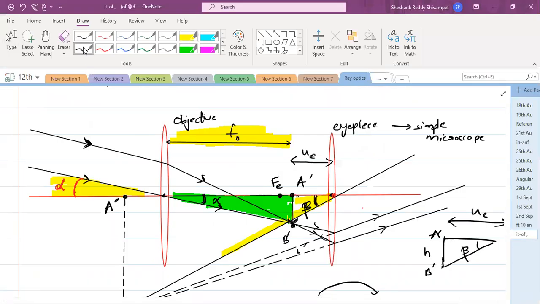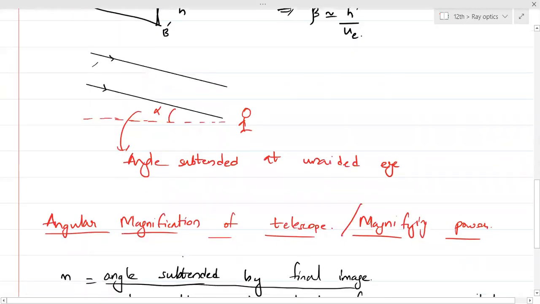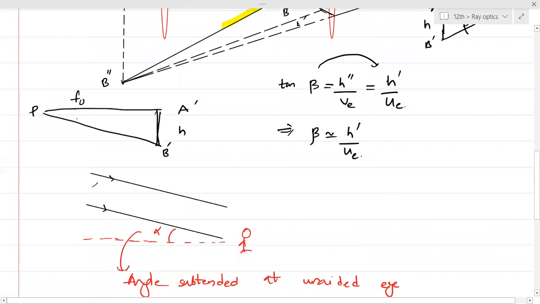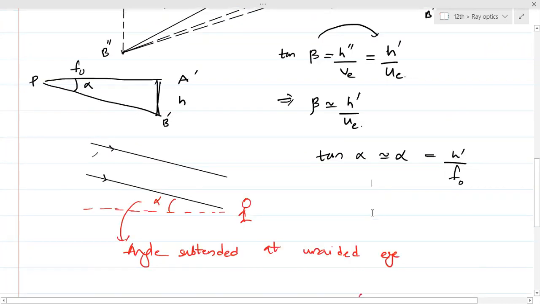Yes? Then we have to understand each and every point properly. That's f naught. And A dash B dash is nothing but h dash. So look at the triangle. What will alpha be equal to? Can I say that tan alpha, which is almost equal to alpha, is equal to h dash upon f naught. Here I'm not taking any plus or minus signs. I'm just considering the magnitude parts. Yes, alpha will be equal to h dash upon f naught. समझ आया ना? We got beta, we got alpha.